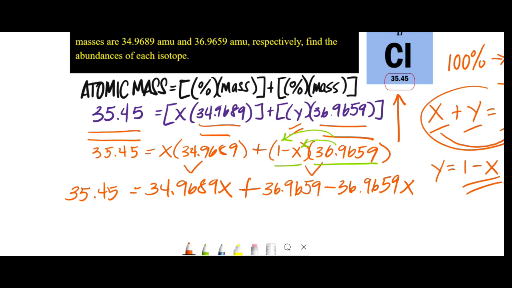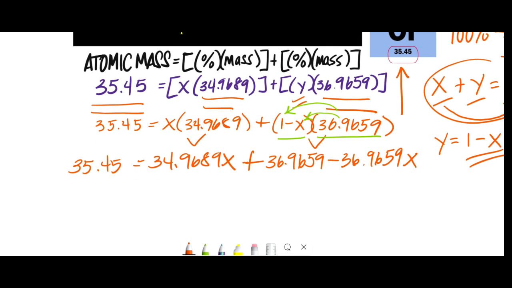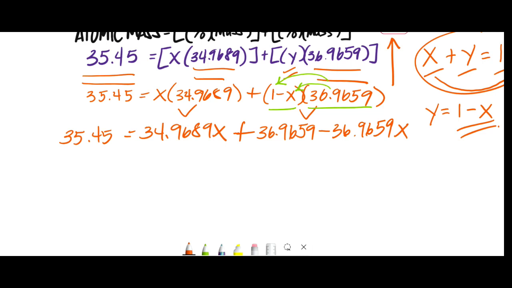Okay. So now we've gotten rid of those parentheses, and now we can start doing what's known as combining like terms. In other words, any number with an x after it can be combined with other numbers that have an x after it, and any regular numbers, and by regular I mean without an x after them, can be combined as well. So the first thing I'm going to do is combine this 36.9659 with this 35.45, because they're both numbers without an x after them. Now in order to do that, I've got to bring the 36.9659 over to the other side.